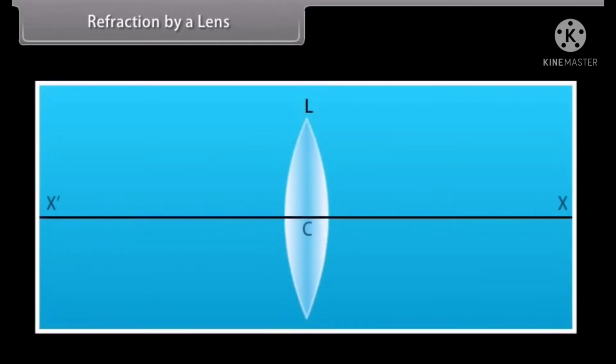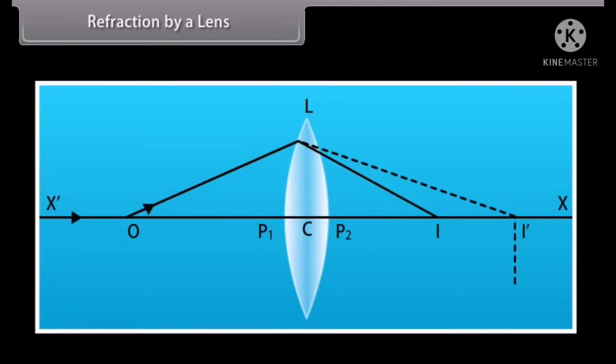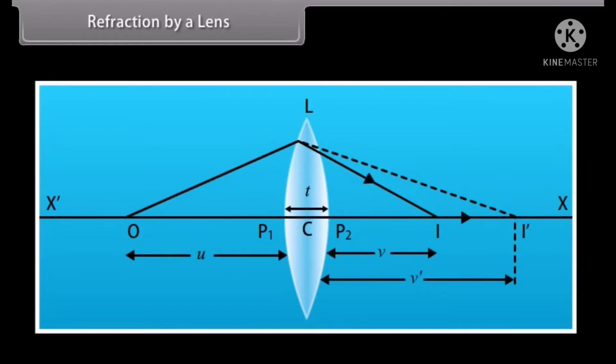Refraction by a lens. Suppose L is a thin lens. The refractive index of the material of lens is N2 and it is placed in a medium of refractive index N1. The optical center of lens is C and x-x is principal axis. The radii of curvature of the surfaces of the lens are R1 and R2 and their poles are P1 and P2. The thickness of lens is T, which is very small.